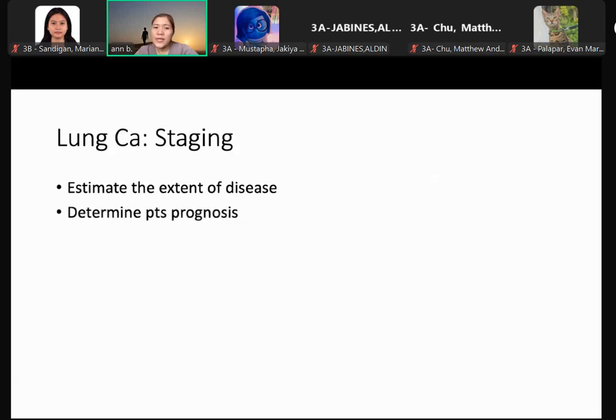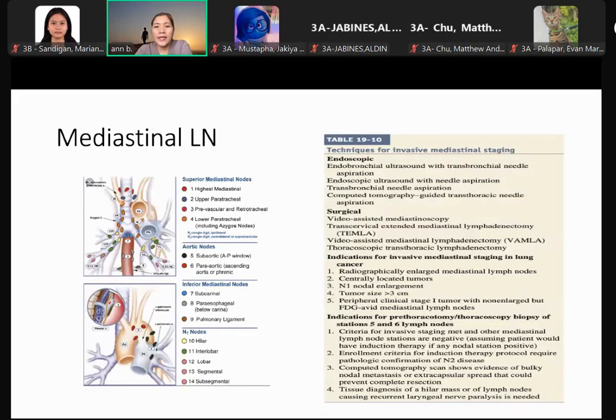So staging is important to estimate the extent of the disease and determine the patient's prognosis. The tumor is classified into clinical or pathologic. So again, I've shown here, please know this by heart, the mediastinal lymph nodes. When we say superior mediastinal nodes, we have the station 1, 2, 3, 4. Then aortic nodes, the 5 and 6. The inferior mediastinal nodes, the 7, the 8, and the 9. The N1 nodes are the hilar, interlobar, lobar, segmental, and subsegmental areas.